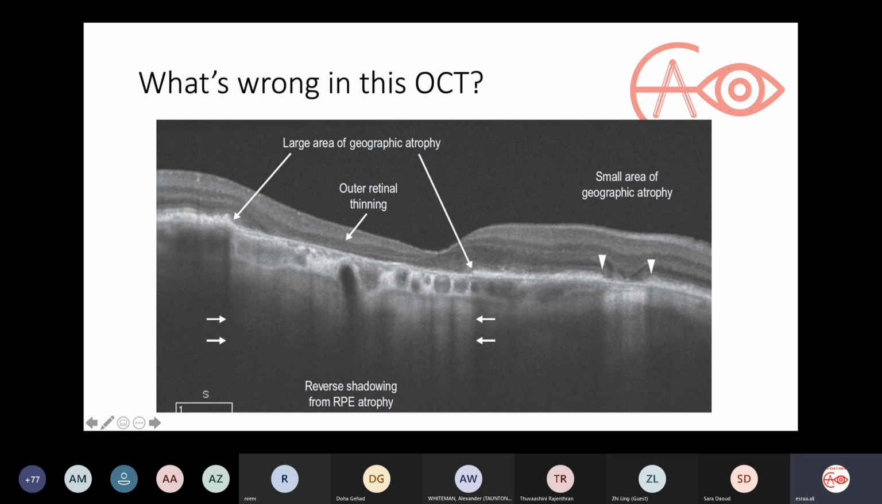GA, exactly. So this is a large area of geographical atrophy, and this is a small area of geographical atrophy. And then you can see reverse shadowing or increased reflectance into the choroid. You can see the vessels of the choroid because the RPE is not there anymore, blocking your light, so you can see more inside. This geographical atrophy can be seen in atrophic macular degeneration.